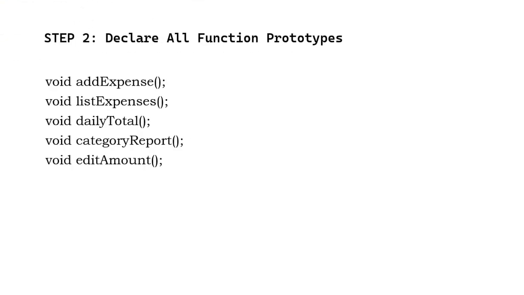Step 2. Declare all function prototypes. These lines declare the functions we'll define later. This tells the compiler about their names and return types before they are fully written.